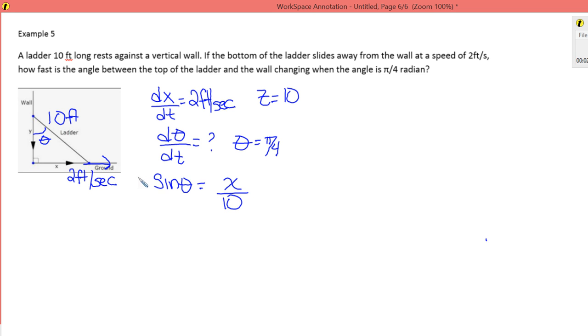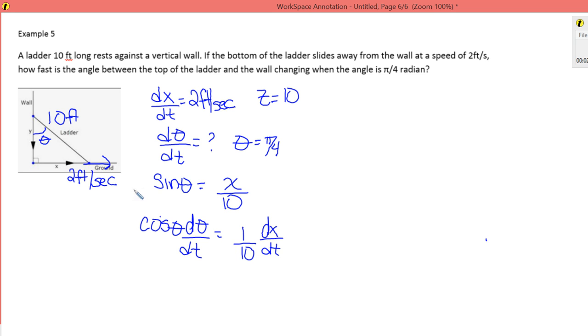Since this unit is called the applications of derivatives, let's take the derivative of both sides. Taking the derivative of sine theta, I get cosine theta, and using implicit differentiation, I have d theta dt because I'm taking the derivative with respect to t. I remember that 10 is a constant, so I can pull out the 1/10, and I take the derivative of x with respect to t, which is dx dt. I know dx dt, I was given that, it's 2 feet per second. I'm trying to find d theta dt.